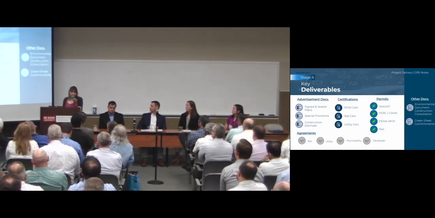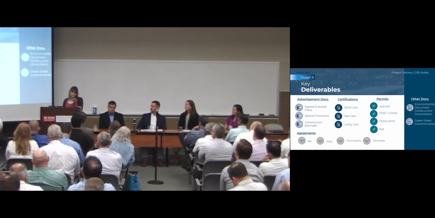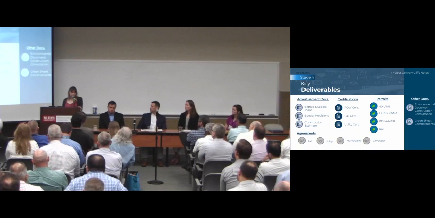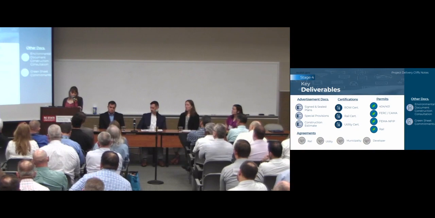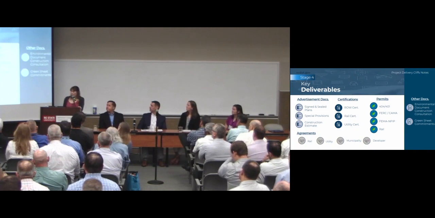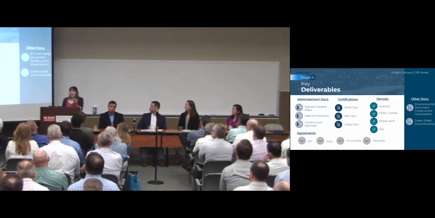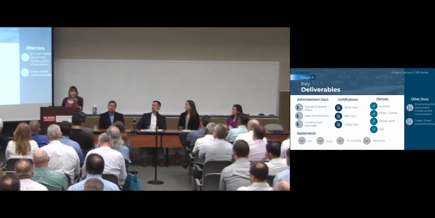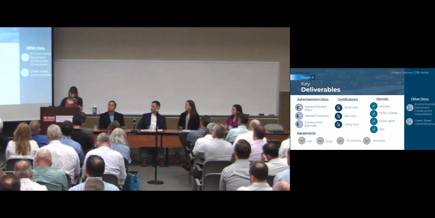We also have some agreements. This helps ensure that all utilities, rail, municipality, or any other agreements are signed. If you have any developer agreements that you're working on, it would be helpful to have those as well. Most of those might come during construction, though, and they're not really required for letting. Some other documents consist of the environmental document, construction consultation, and the green sheet commitments, which are done in the commitment tracker, but you can print those in a PDF and include that in your permit package.